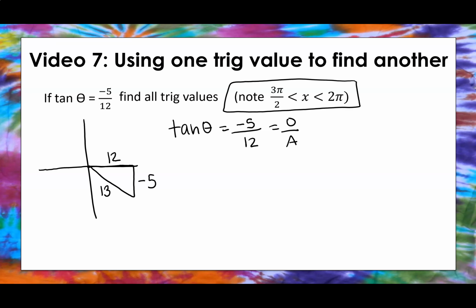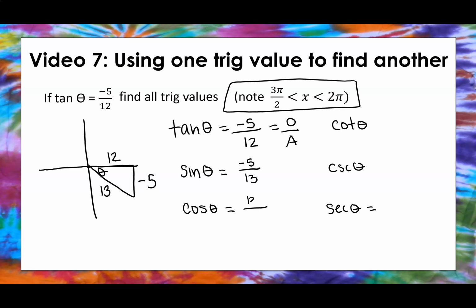All right, next up is we need to find all trig values. Well, that sounds overwhelming, but not too bad. Sine of theta, cosine theta, and we've already got our tangent theta. Then I'm going to have over here cotangent theta, cosecant theta, and secant theta. Sine of theta is going to be opposite over hypotenuse. In this case, it's going to be, again, here's my angle, -5 over 13. Cosine theta is adjacent over hypotenuse. That's going to give me 12 over 13.